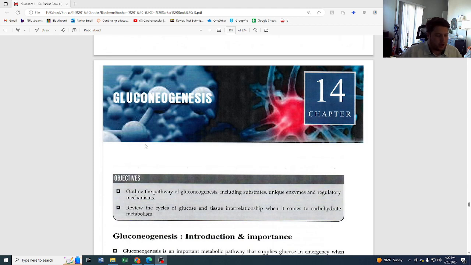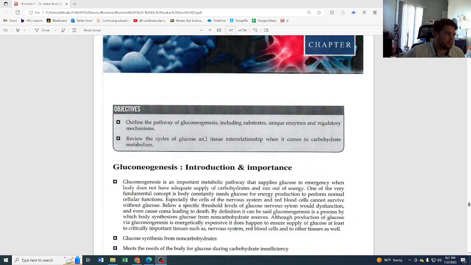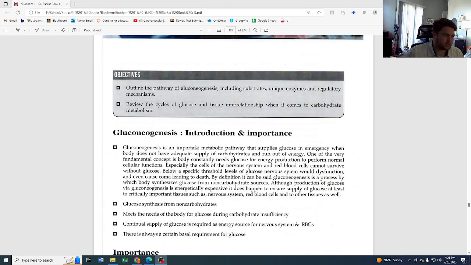So, remember, when we're talking about gluconeogenesis, gluco meaning glucose, new genesis, creation. So we're creating new glucose from non-carbohydrate sources, okay? It's very important to remember that. So we're going to be looking at stuff like lipids and proteins, converting those into energy sources with the absence of glucose.